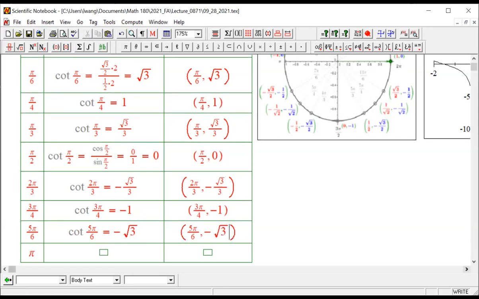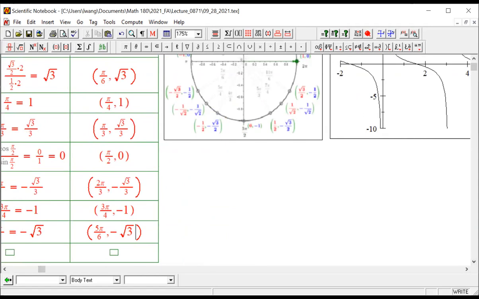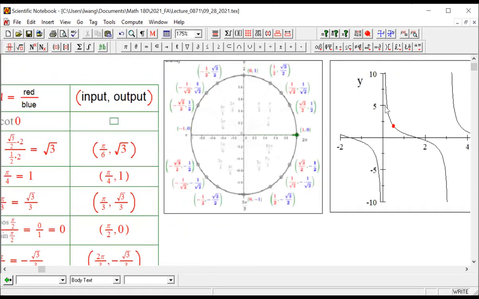All of these points, if you plot them, will give you a bunch of points over here. Have you guys plotted?